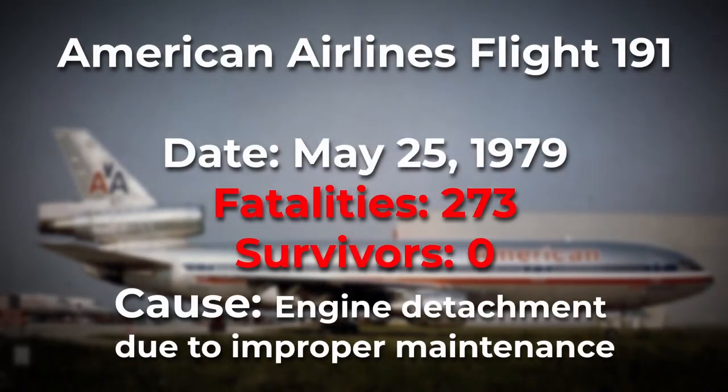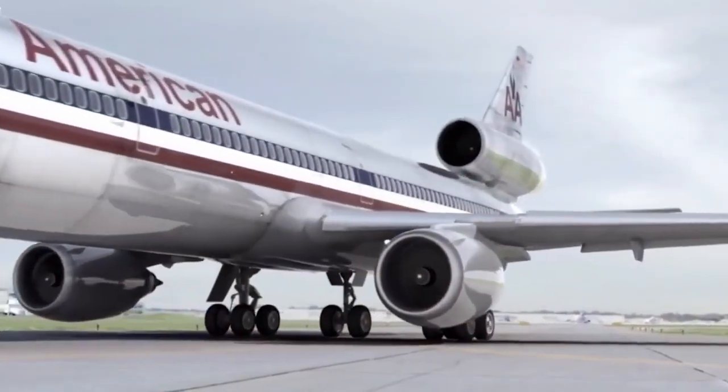The McDonnell Douglas DC-10 crashed very early on because of loss of control caused by engine detachment due to improper maintenance.